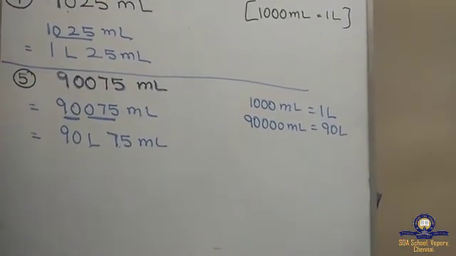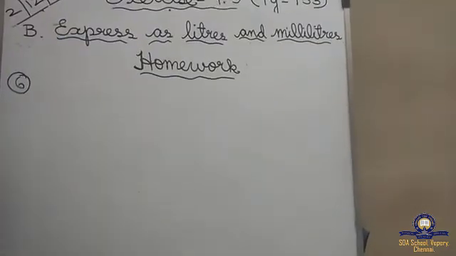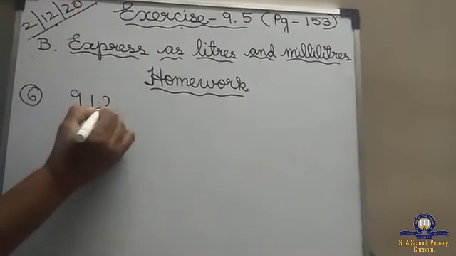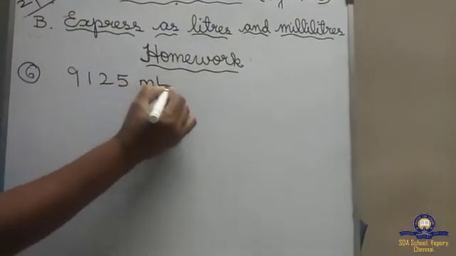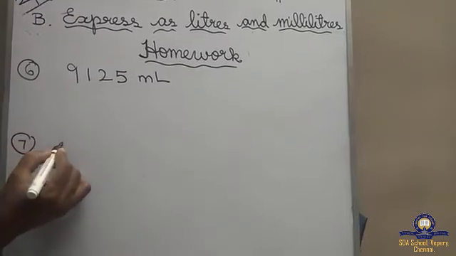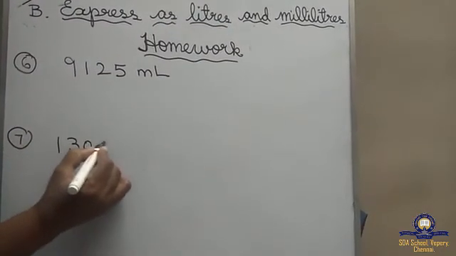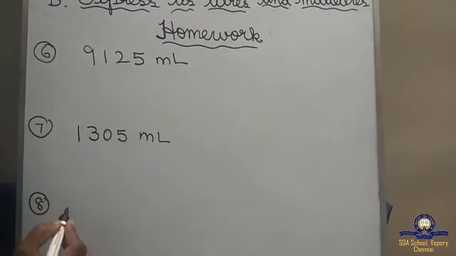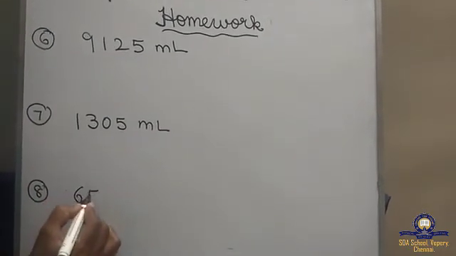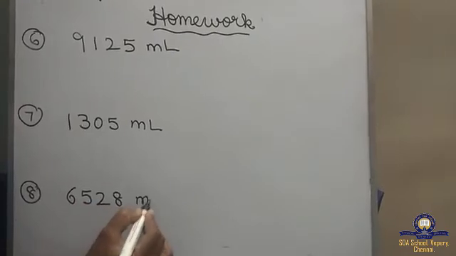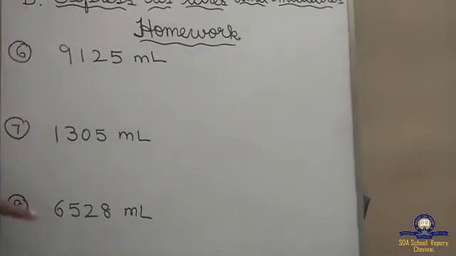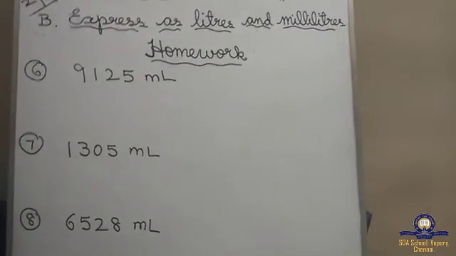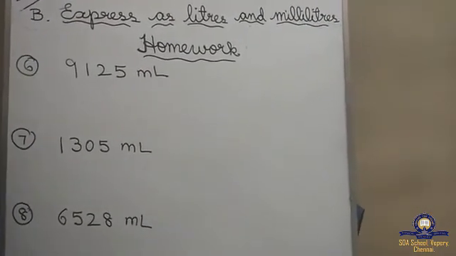Okay, now again I will give 3 sums for homework. The 6th sum, 9,125 milliliter, and then the 7th sum, 1,305 milliliter, and then the 8th sum, 6,528 milliliter. Understood, children? These 3 sums are for homework. So totally 6 sums are there for homework.